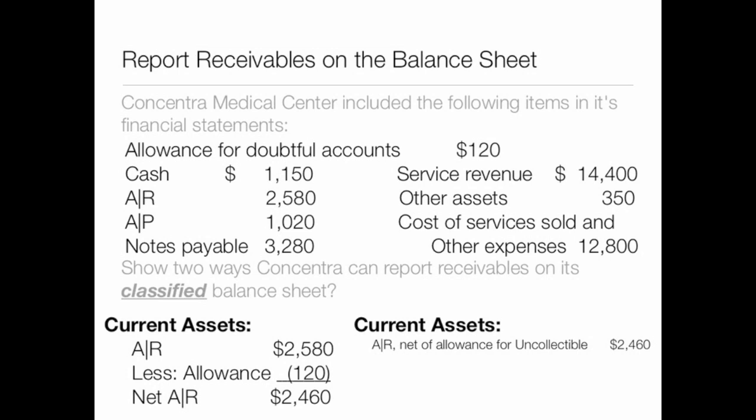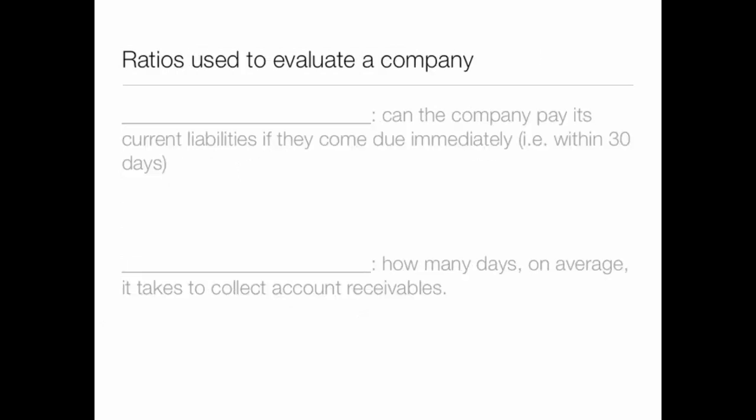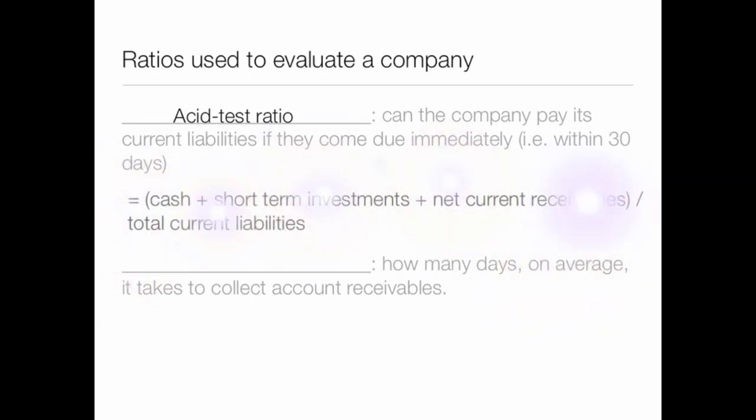Now let's look at two more ratios. Now these, like our other ratios, can be used to help us evaluate a company. The acid test ratio, you also may see this called the quick ratio, will show if the company has the ability to pay its current liabilities if they come due immediately. And when we say immediately, that means within 30 days. So how liquid are they?